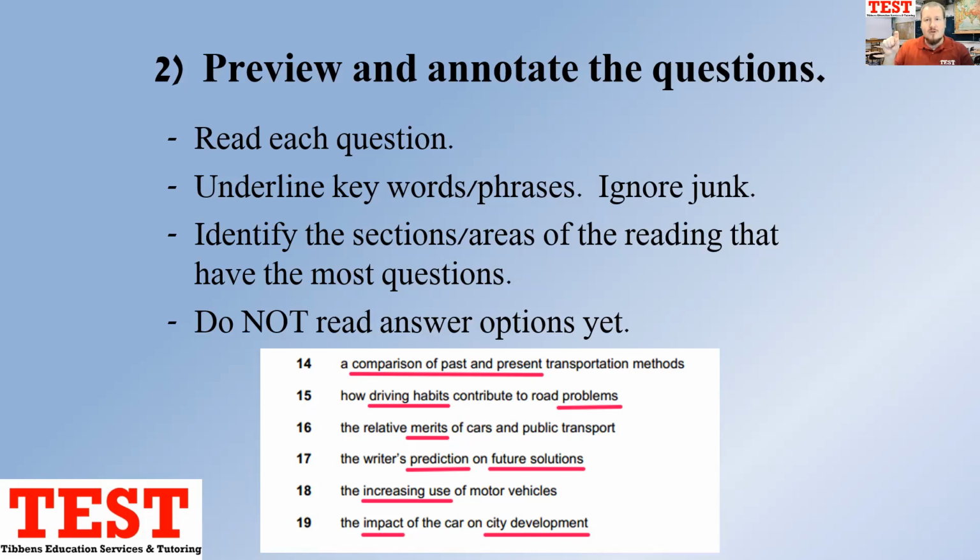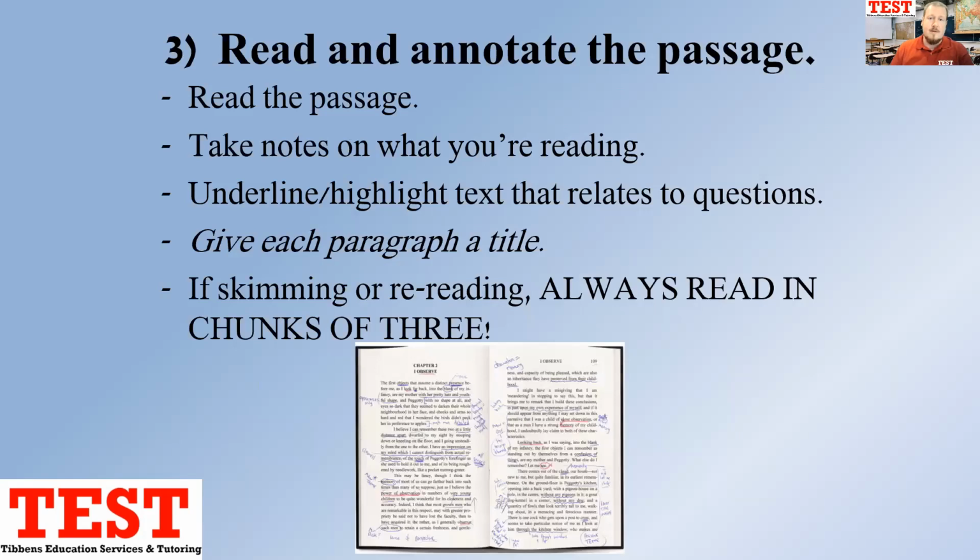You just read the questions, go through, highlight some keywords, go back and read through the passage. As you're reading the passage, you're going to do a little light annotating and mark things that might be useful. Okay, so let's take a look at that. So we've annotated or highlighted keywords from the questions. We have not looked at the answer options because we don't want to be distracted. Now we go and read the passage. As you're reading, you take very light notes.